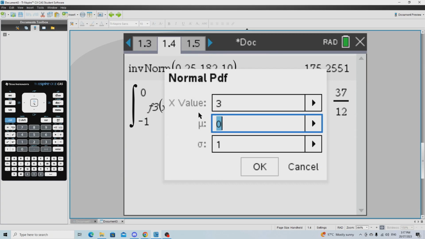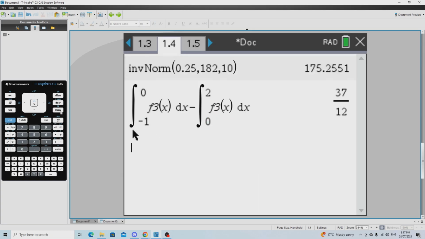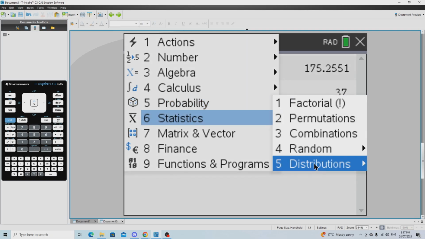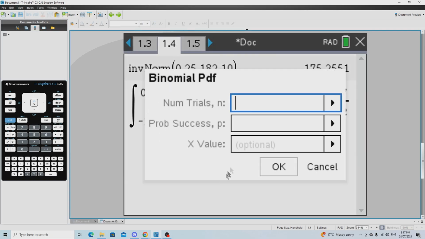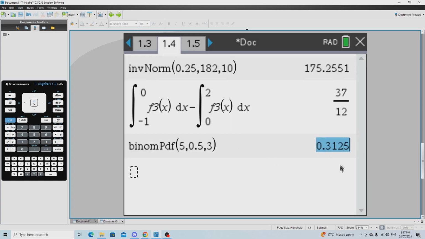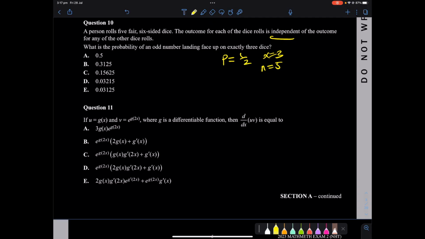Your mean value is, oh, wait, what am I doing? Oh, it's normal. Okay, it's probability, distributions, go to binomial PDF. So the number of trials is 5, probability of success is 0.5, and your x value is 3, which is 0.3125. Looks like B is your answer for that one.